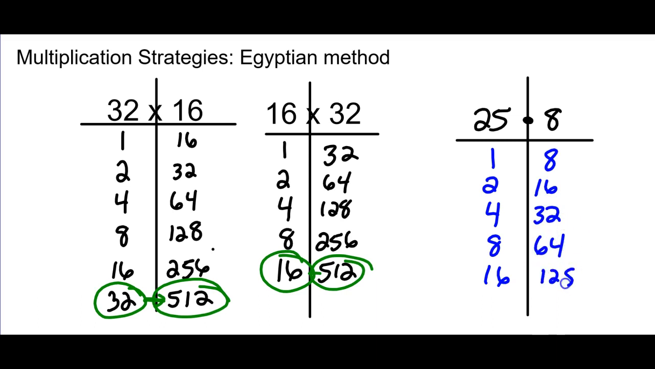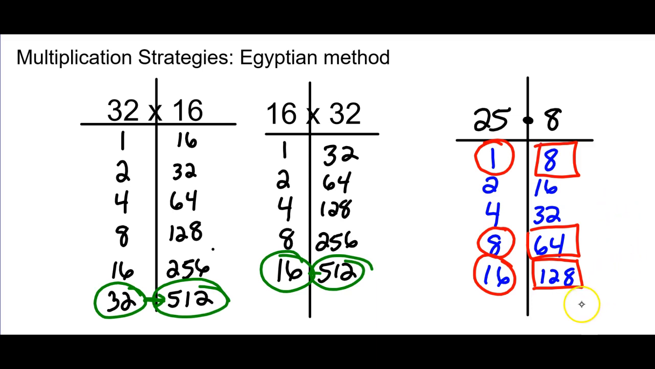And on the right side, I'm going to write down that original number 8 and start doubling it, 16, 32, 64, and 128. Now, this is a case where on the left side we don't have a number that equals 25, so what we want to do is find what combinations of these numbers will add up to 25. Looking at this, I know that 8 plus 16 is 24. So, I'm going to add the 8 and 16 and get 24, and if I add the 1, I'll get 25. So, these three numbers add up to 25. Take the numbers next to them, 128, 64, and 8. Add those up, and you should get 200, which is what 25 times 8 is.